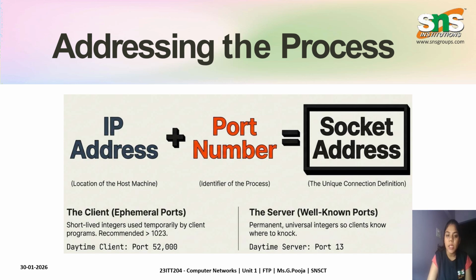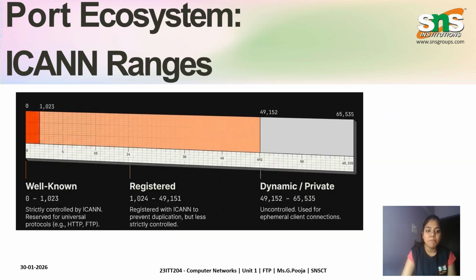Next, the port number is for process identification, and the socket address is the connection, which is unique to everything. Then this is the port ecosystem, the ICANN ranges. Here we have three different types: well-known, registered, and dynamic or private. Well-known is 0 to 1023, registered is 1024 to 49,151, and dynamic is 49,152 to 65,535.